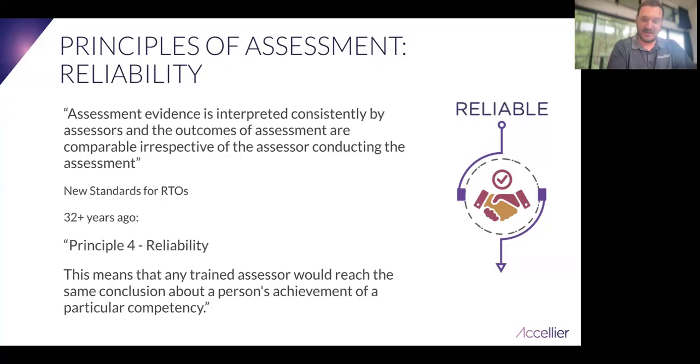What did the old standards, not the 2015 one, but the ones from the very first set of standards that came out in 1992, say? They actually had a principle on reliability too. They said, this means that any trained assessor would reach the same conclusion about a person's achievement of a particular competency. That's pretty good. I like that one.